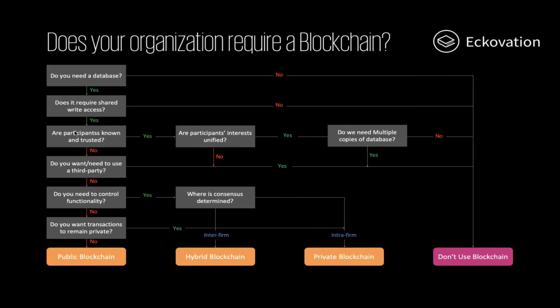If they are trusted, if yes, are their interests unified? Do they have the same interest or not? If yes, do we need multiple copies of the database? That is, do you need a distributed database or not? If no, then you don't need a blockchain. So if you need a database, you need a write access, the participants are trusted, the interests of the participants are also unified, and you just need one single copy. You don't need multiple copies of the database, then you don't need a blockchain.